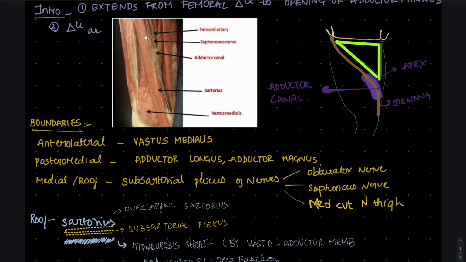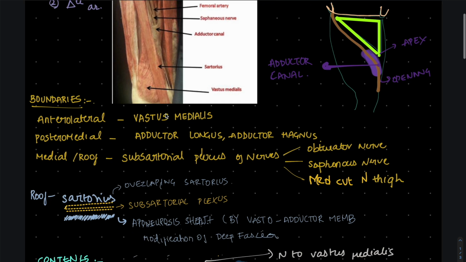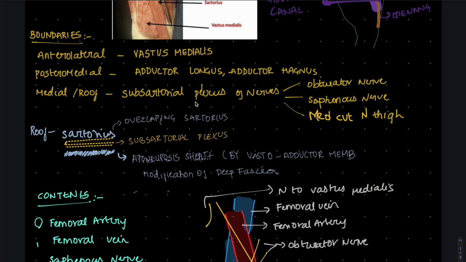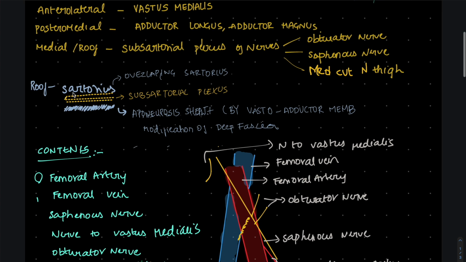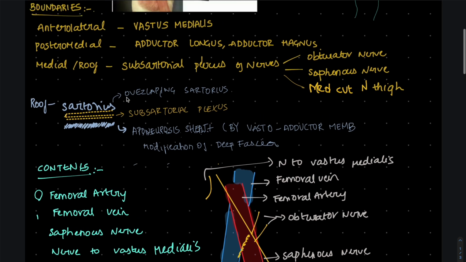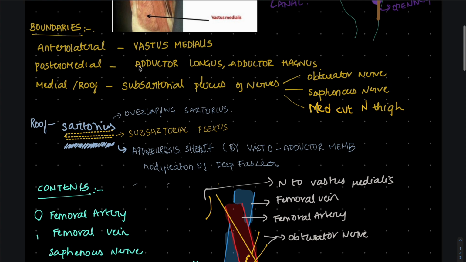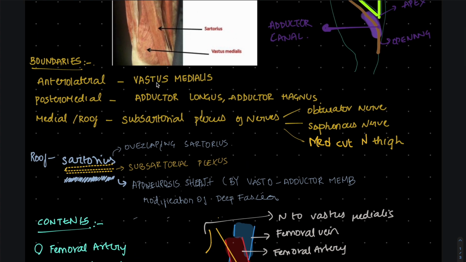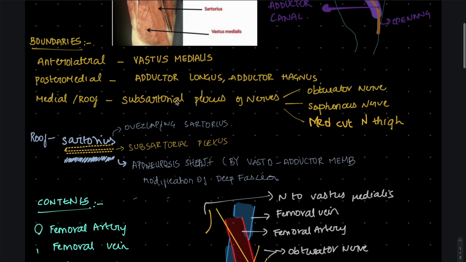And on the roof we have the sartorius muscle and also the subsartorial plexus. If you remove the sartorius muscle, we are going to find the subsartorial plexus, which contains the obturator nerve, saphenous nerve, and medial cutaneous nerve of the thigh. First, let's talk about the lateral and medial boundaries. The lateral boundary is formed by the vastus medialis. The medial boundary is formed by the adductor magnus and the longus.